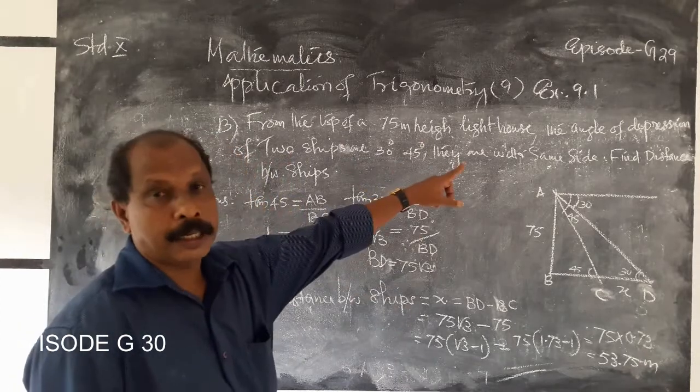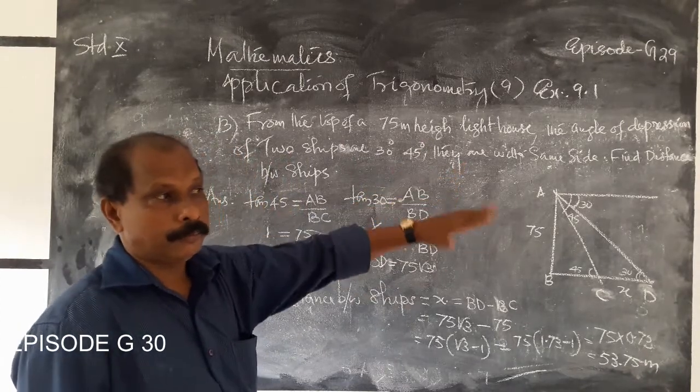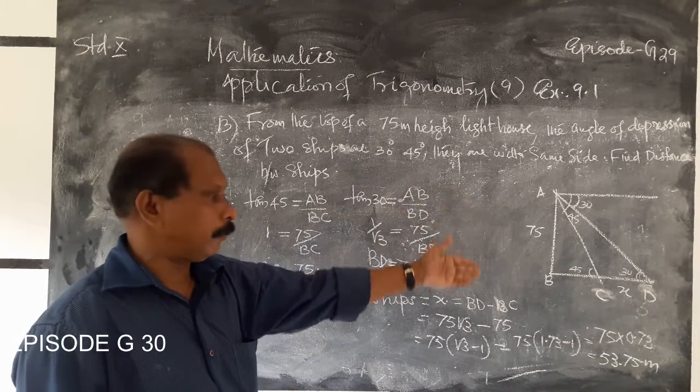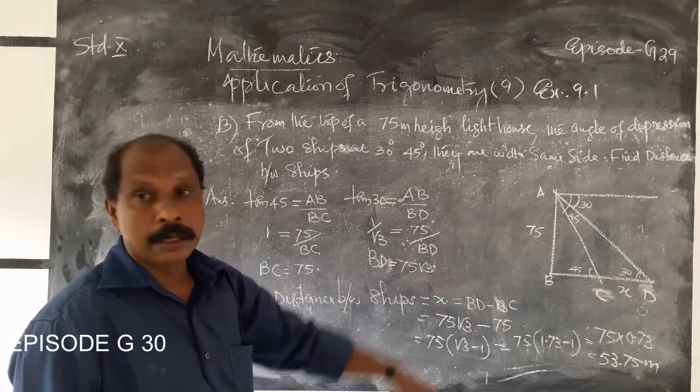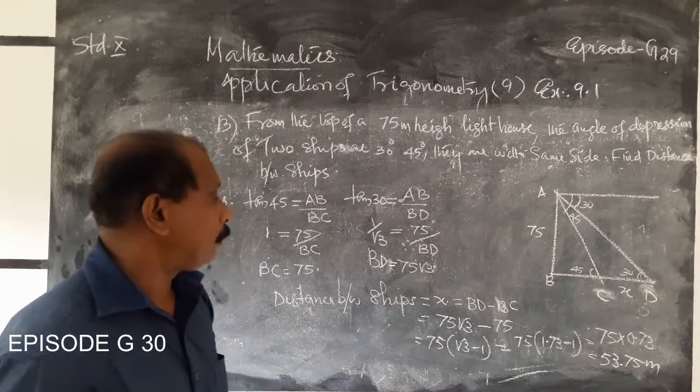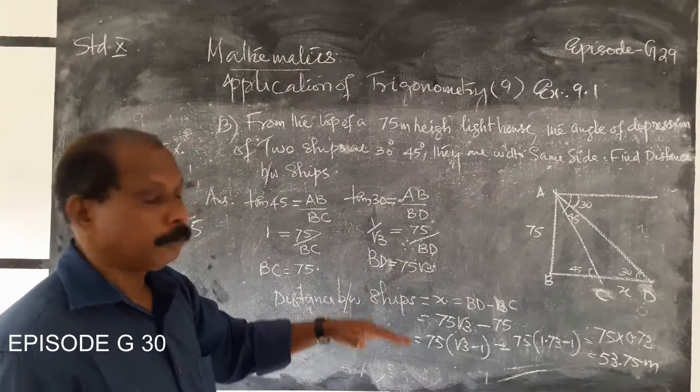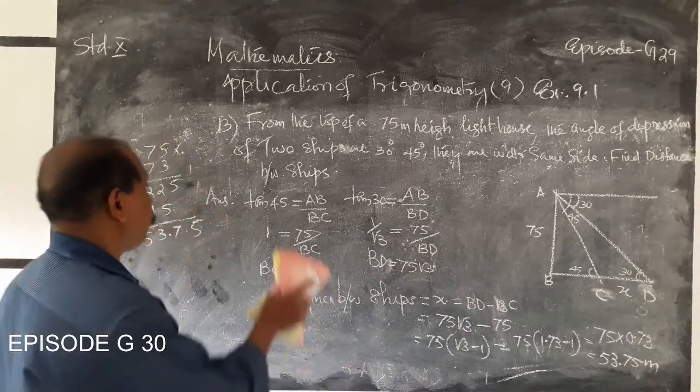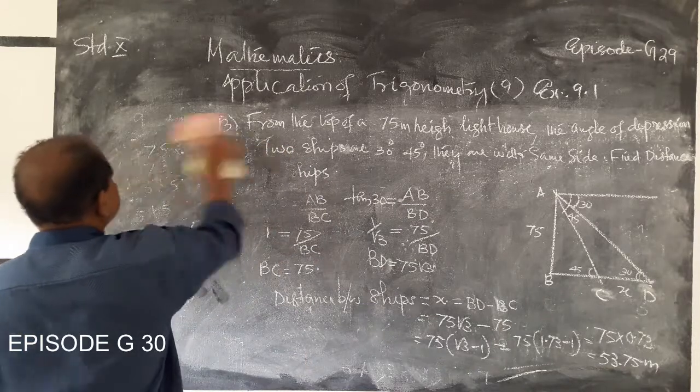Therefore, using the angle of depression, with the alternate angles being equal, we get the angle at C is 45 and the angle at D is 30, therefore we can find that the distance between the two ships is 53.75 meters.